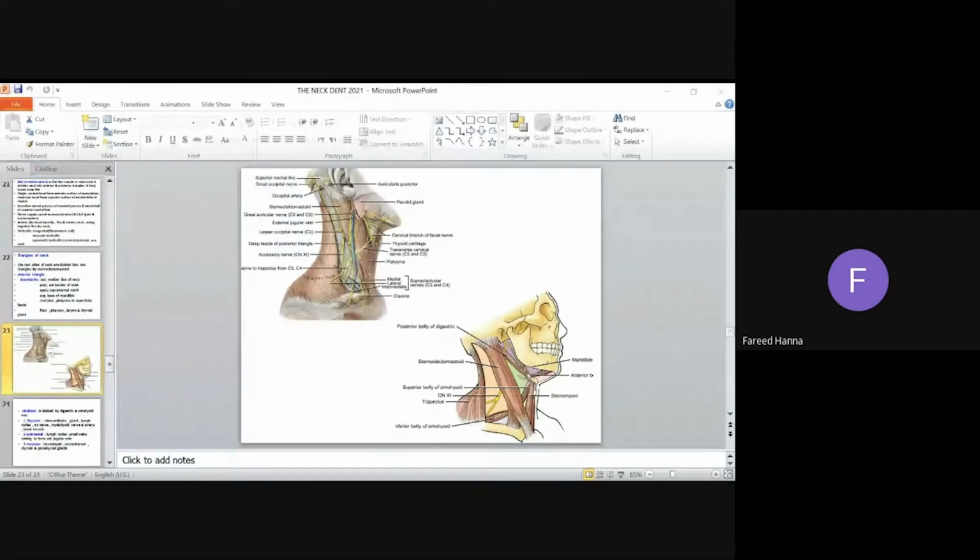So the anterior triangle of the neck is divided into four triangles: digastric or submandibular triangle, submental triangle here, carotid triangle, and muscular triangle. These are subdivisions of the anterior triangle of the neck.